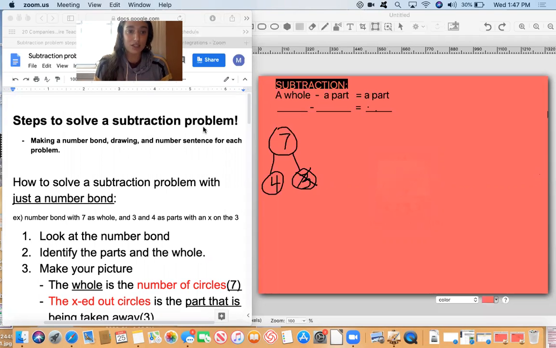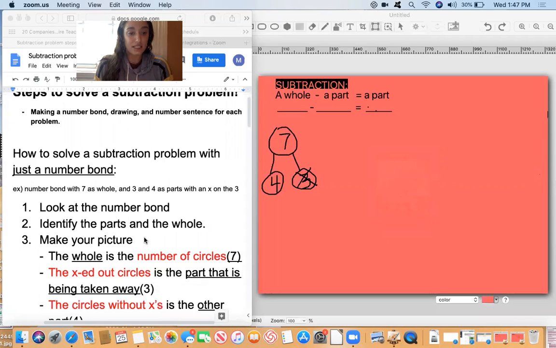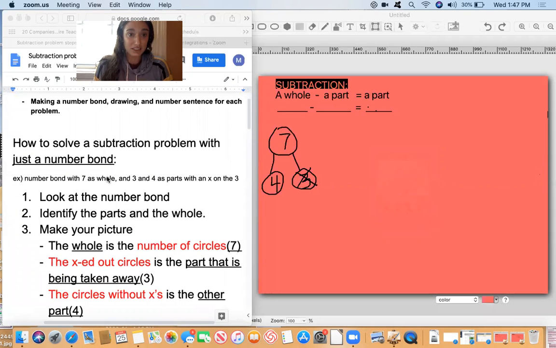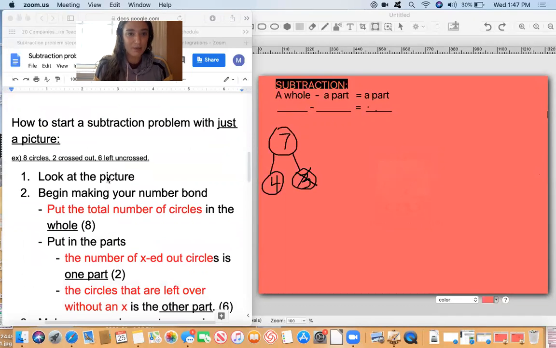With our subtraction problems, we're going to have a number bond, a drawing with circles, and a number sentence. Sometimes they're just going to give you a number bond, and they're going to say, make a number sentence and a picture to go with this number bond. That's what we are going to learn first. After that, sometimes they're just going to give us a picture, and we have to make the number bond and the number sentence just from the picture.